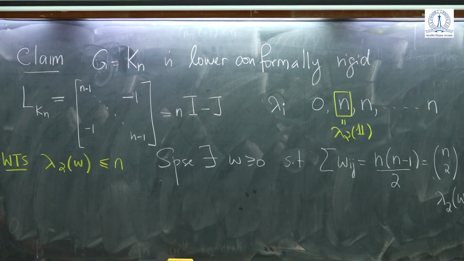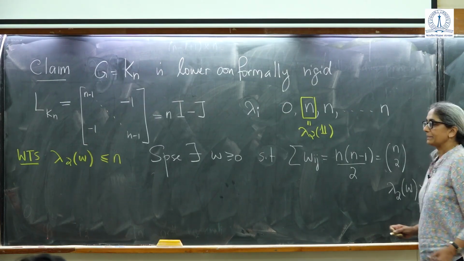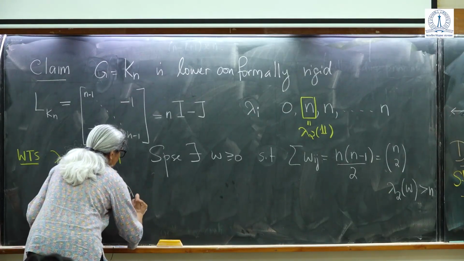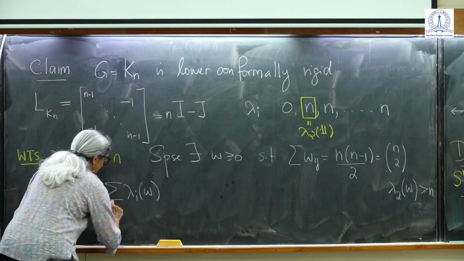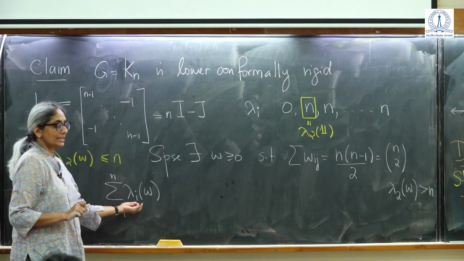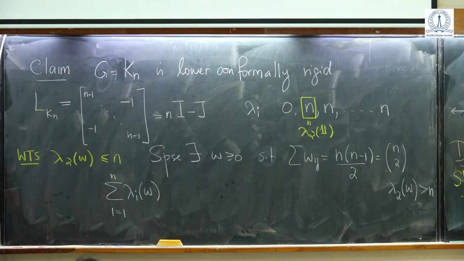All right, so if the second eigenvalue is bigger than n, then what happens to the sum of all the eigenvalues? Let's look at the sum of lambda i of W as i goes from 1 to n. The first one is 0. We know the first one is 0, right? So if you start counting from lambda 2, lambda 2, lambda 3, and so on, lambda 2 is already bigger than n, okay? So lambda 3 is at least as much as lambda 2, and the rest are even more, or they're all the same, it doesn't matter, but they're all at least bigger than n, right?